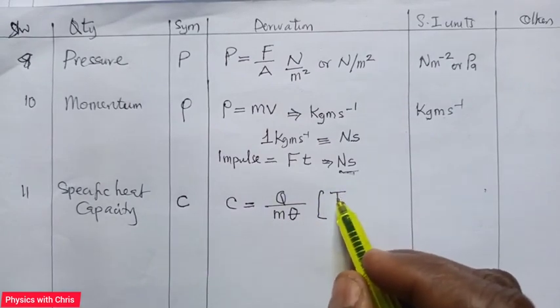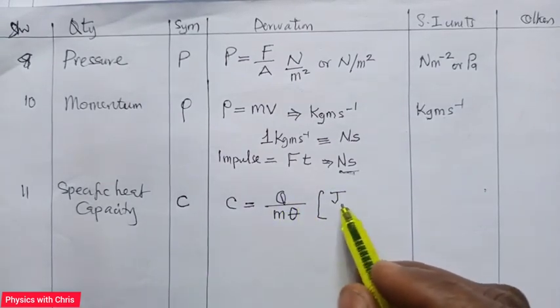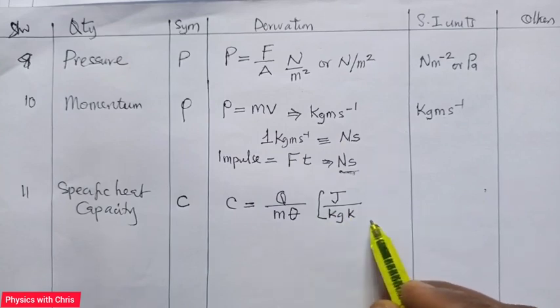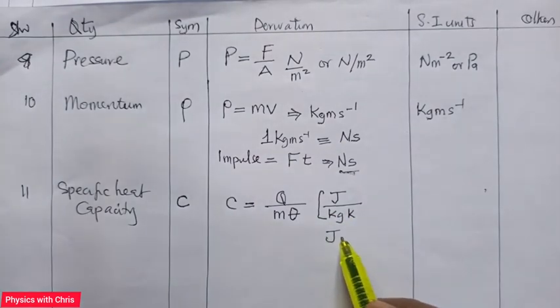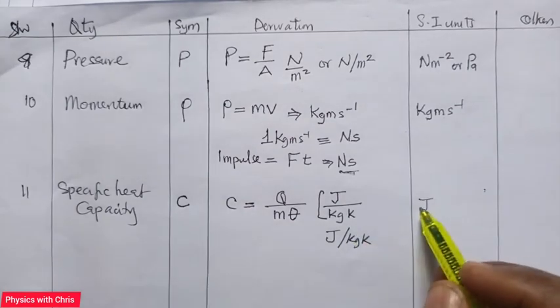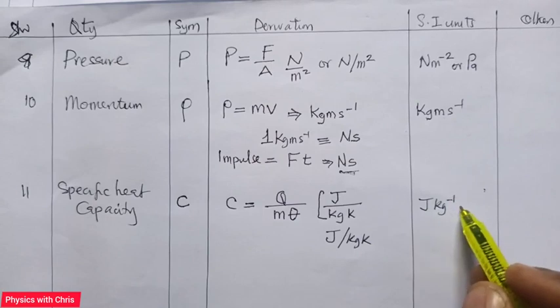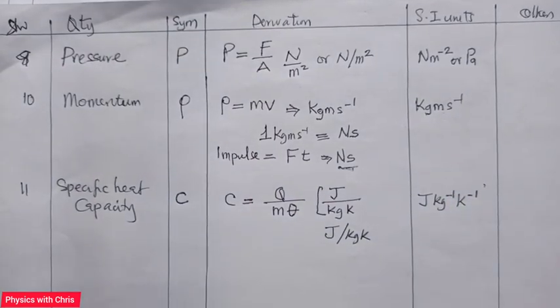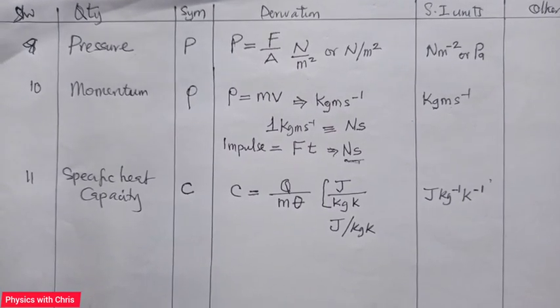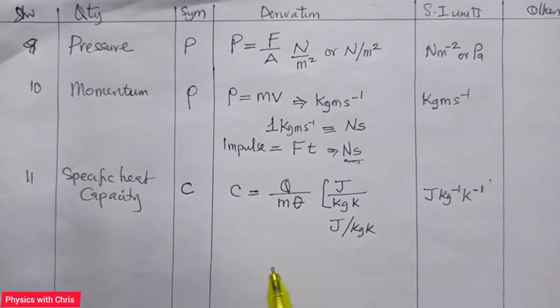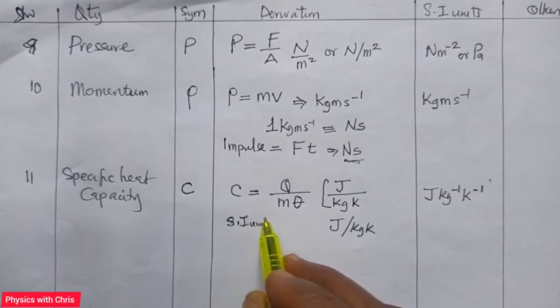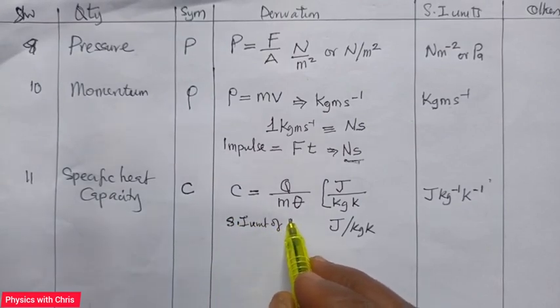So we have joule for heat energy over kilogram multiplied by Kelvin. You can see that now. Most times some write it as joule per kilogram per Kelvin, or simply joule kilogram raised to the power minus 1, Kelvin raised to the power minus 1, as the SI unit of specific heat capacity. Maybe I'll give you this as an assignment: find the SI base unit of specific heat capacity.